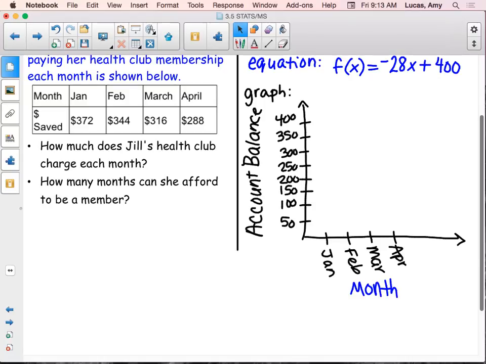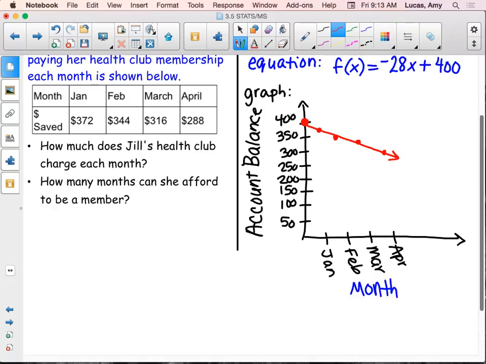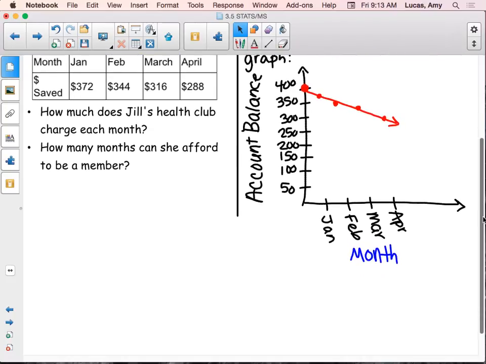Okay, so she started at $400. Then after January, she had $372. February, she had $344. March, $316. April, $288. So our graph looks like that. It's going downhill. And then we've got 2 questions to answer.